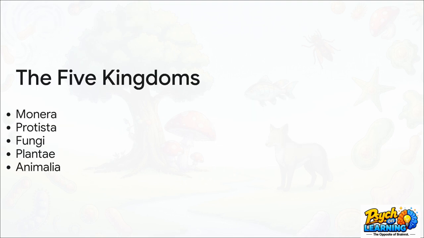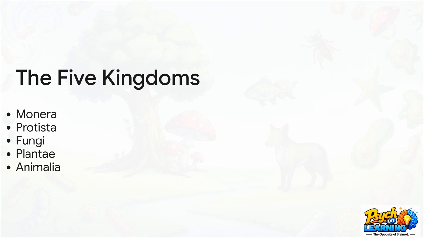Whittaker didn't just look at whether things moved or were green. Instead, he sorted organisms using four very specific scientific bases. He looked at their cell structure, their body organization, their mode of nutrition, which is just a fancy way of saying how they get their food, and their reproduction. By looking deeply at these four things, he expanded the map into 5 kingdoms.